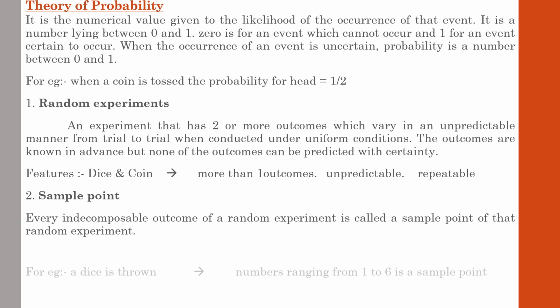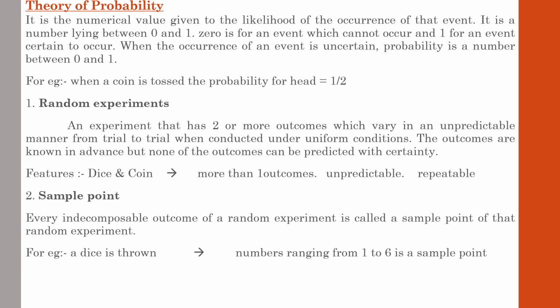With an example, you will get a clear picture. When a dice is thrown, we know that every dice has 6 sides, 6 numbers, ranging from 1 to 6. So each of these events is known as a sample point.